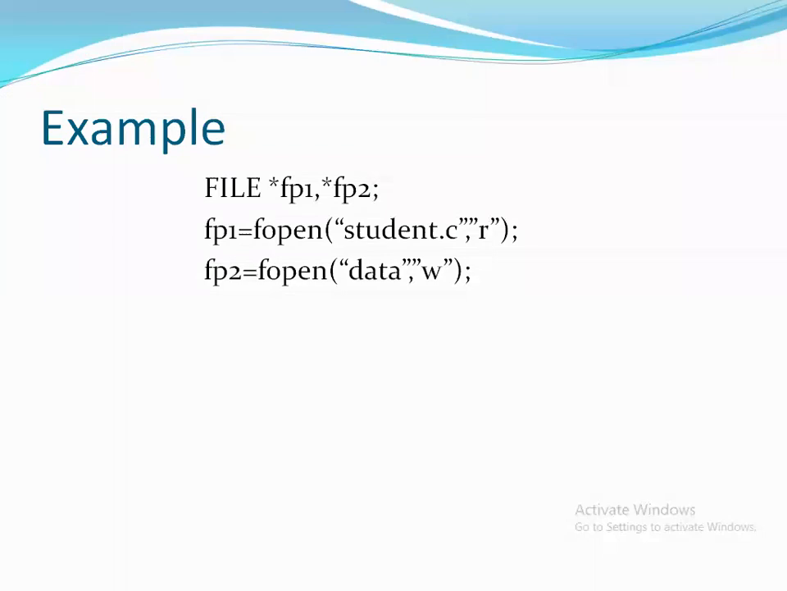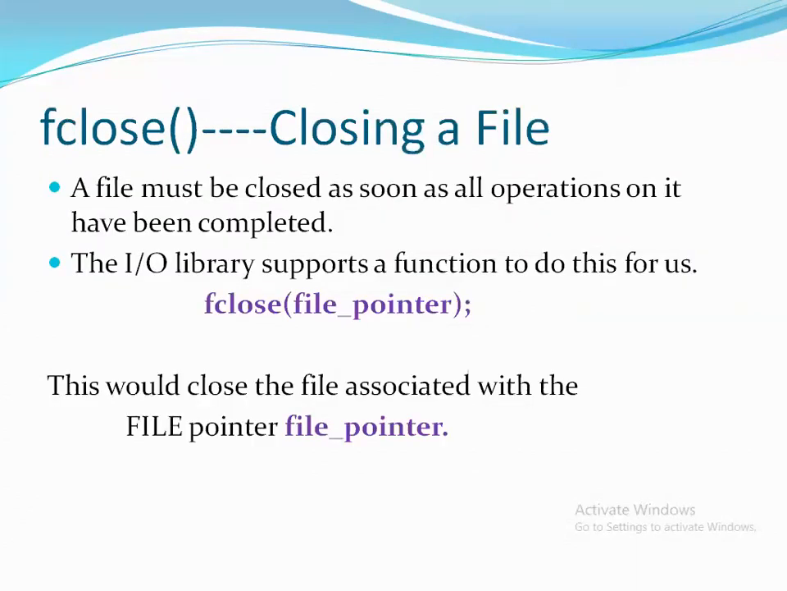Next, come to fp2. In fopen, the first part is the file name. Here the file name is data and the mode is w. What is the purpose? Suppose the data file is available in your system or my system. Whenever we open a file with w, if the file is available, the entire file is overwritten with our new information. If the file is not available, the data file is newly created. We will perform this discussion in the practical session also.